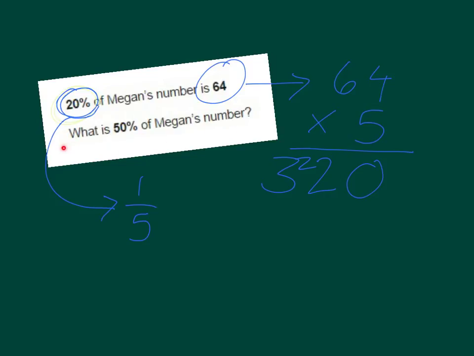The question says, what is 50% of Megan's number? Well, that's not too bad either, is it? Because 50% is just a half, so 320 divided by 2 would equal 160. Again, problem solved.